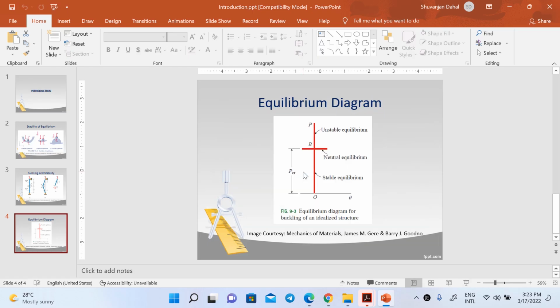So this is the end of our introductory lecture here. In our next lecture, we will start with the derivation of Euler's formula for long columns, and then we will go into detail about the buckling of various types of columns. So I will meet you again in the next lecture.